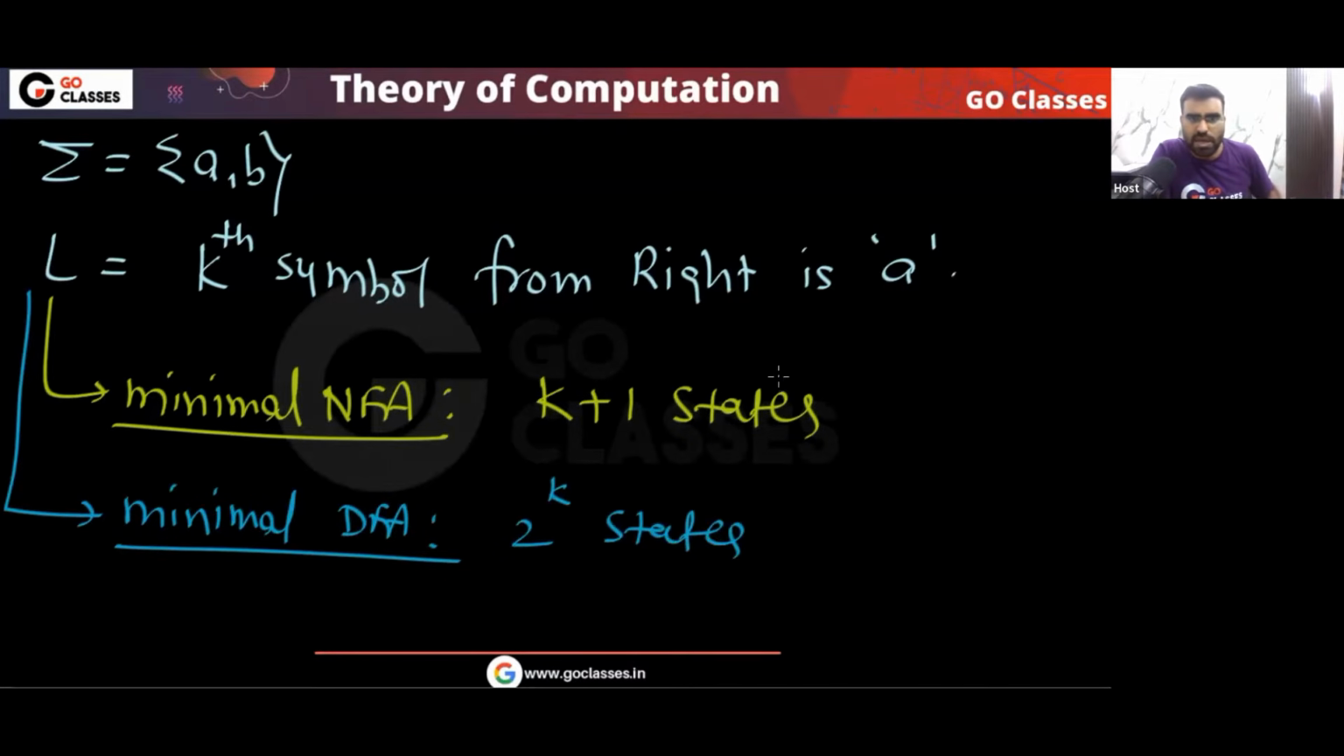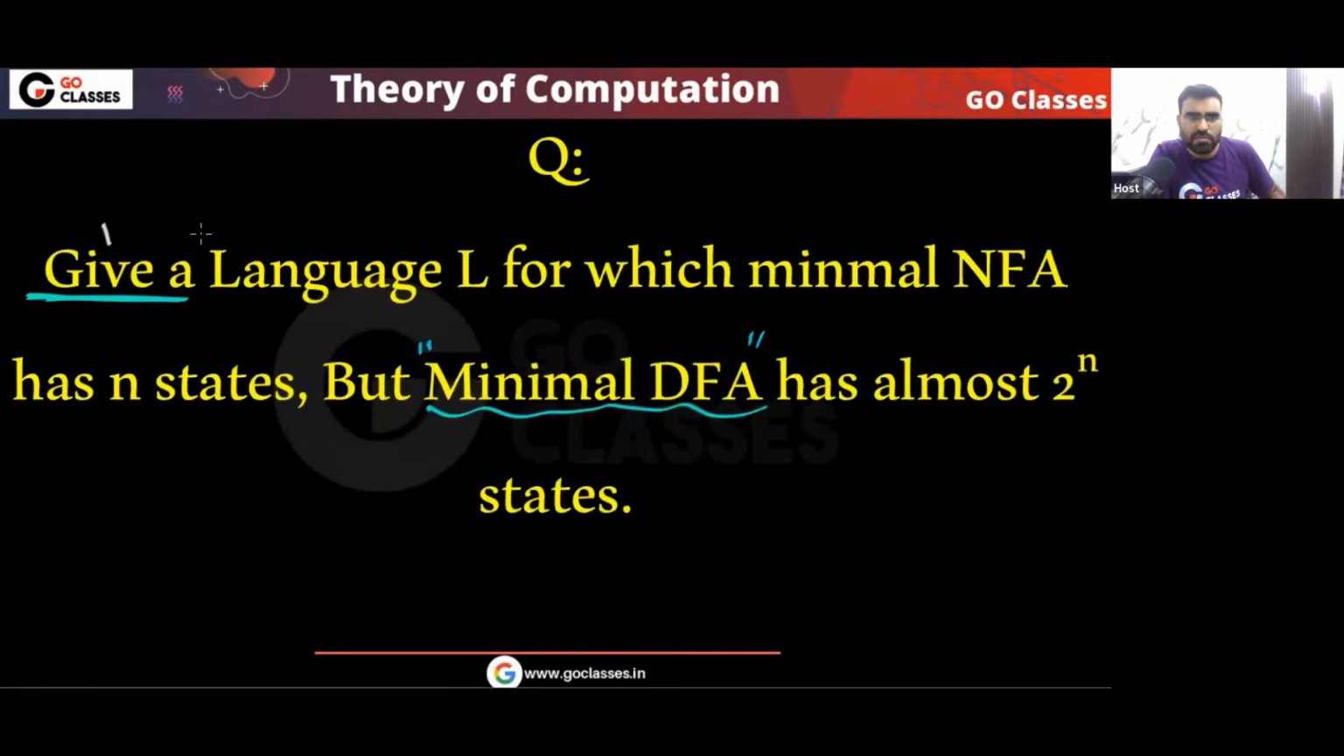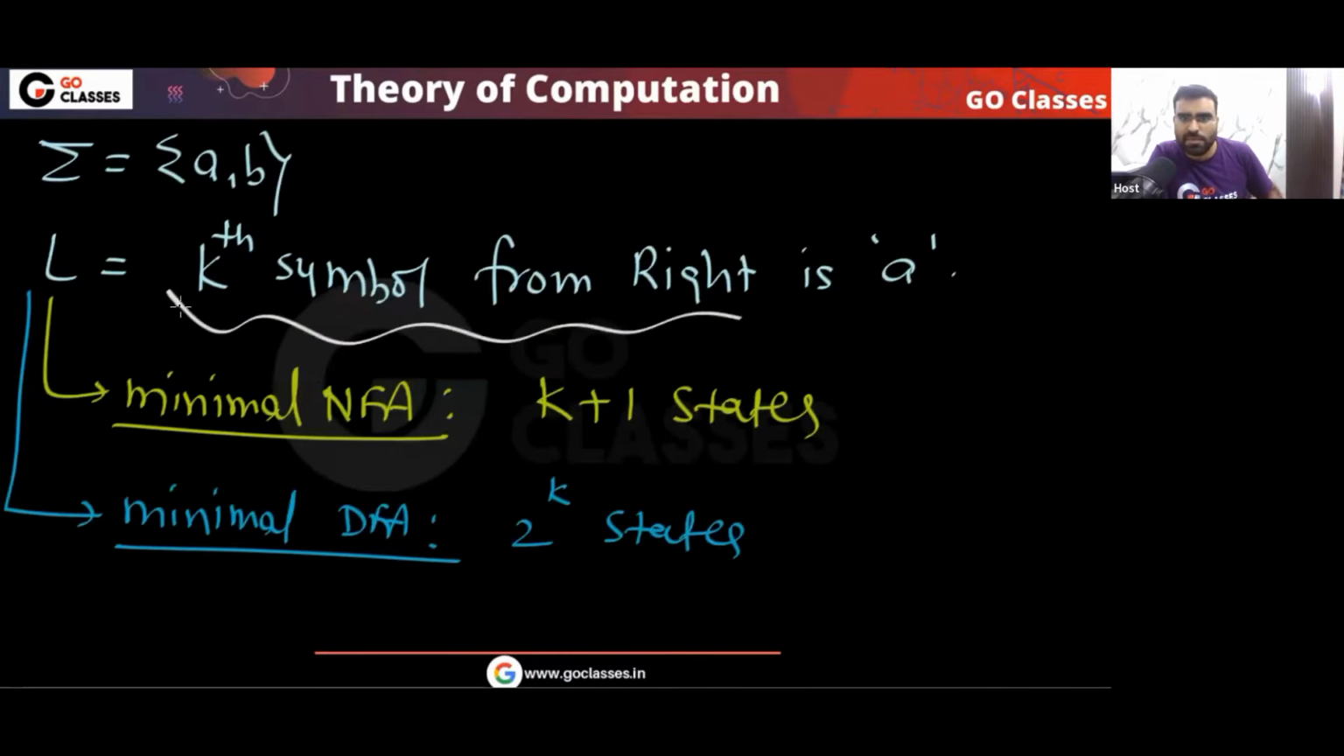So can you notice that the NFA has almost k states and the minimal DFA has almost 2 power k states? For example, let's assume you have the 10th symbol from the right. Then there will be 11 states in the minimal NFA, and there will be 1024 states in the minimal DFA. So the question asks for a language for which the NFA has n states and the minimal DFA has almost 2 power n states, and this type of language is: kth symbol from right is a.